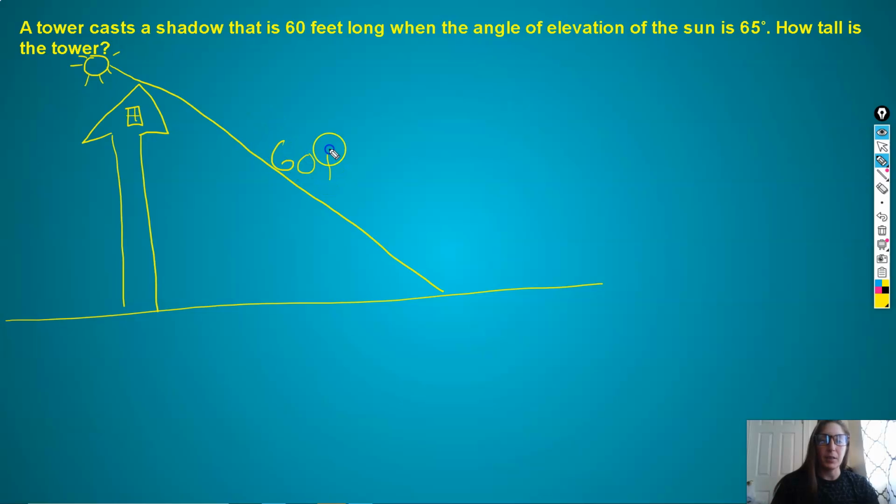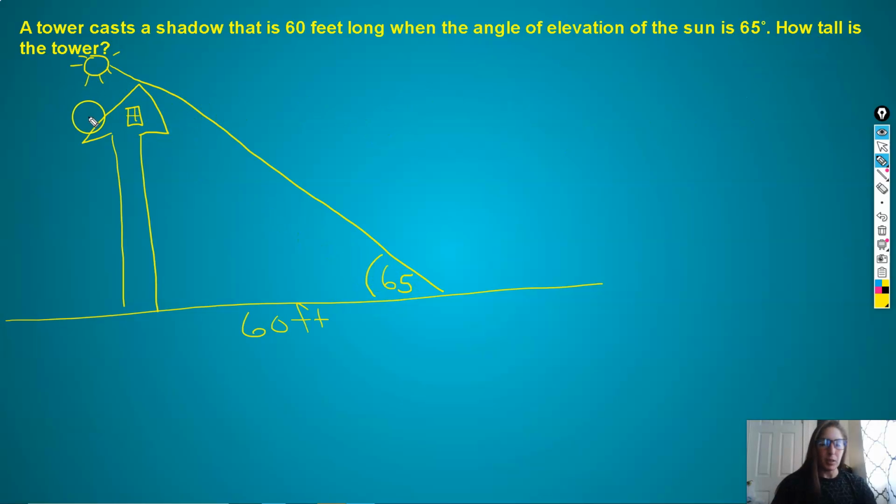So this shadow is 60 feet. Oh, excuse me, that's not the shadow, because this is the shadow. I know how light works. The shadow will be down here on the ground, right? So this shadow is 60 feet, when the angle of elevation of the sun is 65 degrees. That means this angle here is 65, because the sun forms an angle with the ground. So the angle of elevation from the ground to the sun is going to be 65 degrees.